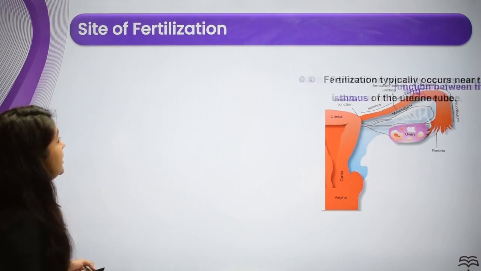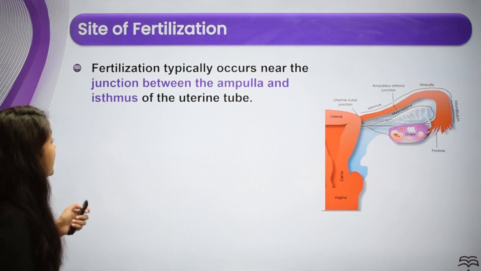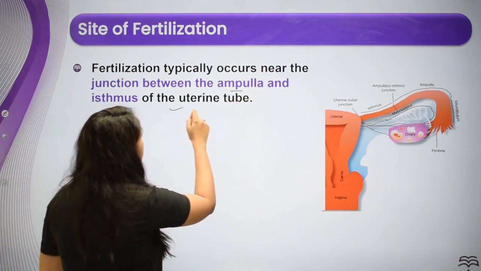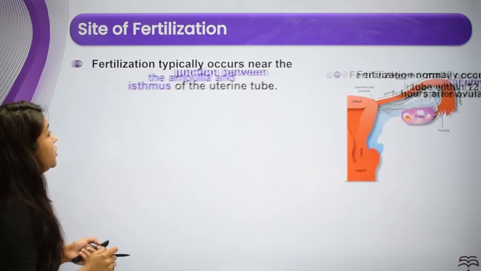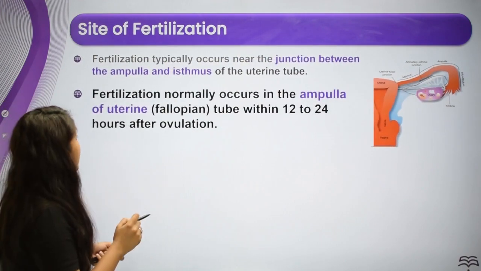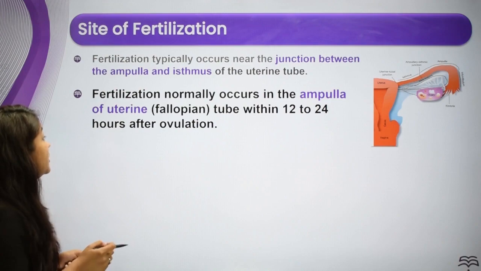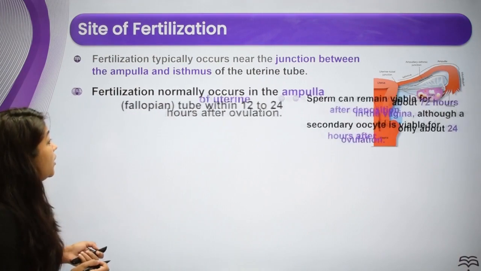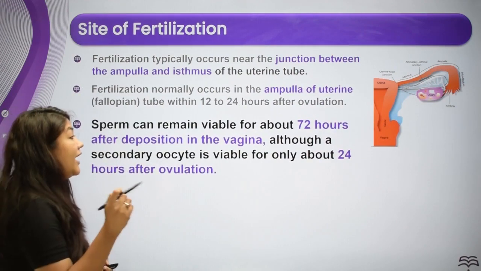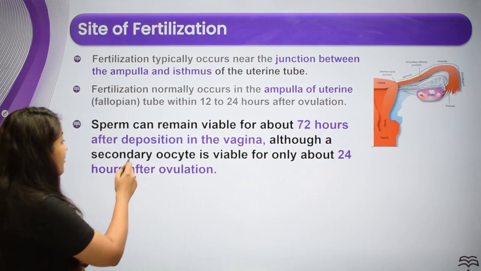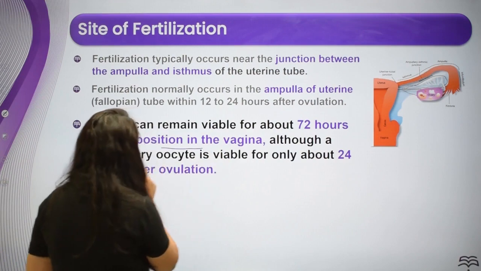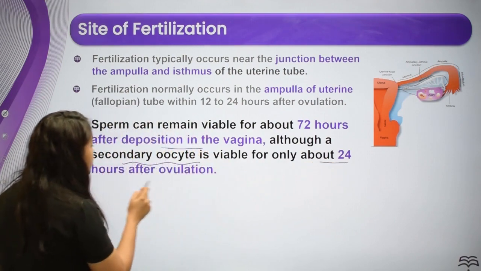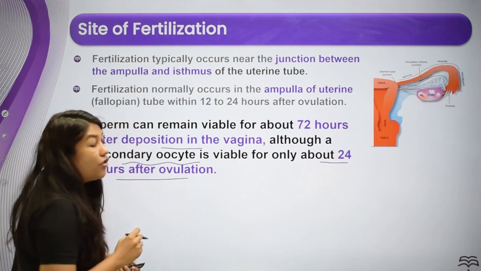All right, now see. Fertilization typically occurs near the junction between the ampulla and the isthmus of the uterine tube. Fertilization normally occurs in the ampulla of the uterine tube within 12 to 24 hours of ovulation. All right, sperm can remain viable for about 72 hours after deposition in the vagina, although a secondary oocyte is viable for only about 24 hours after ovulation.